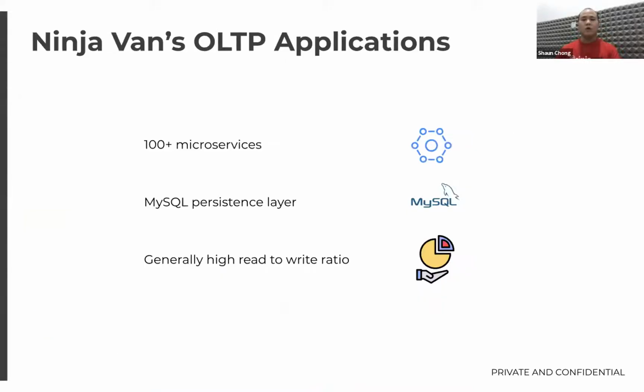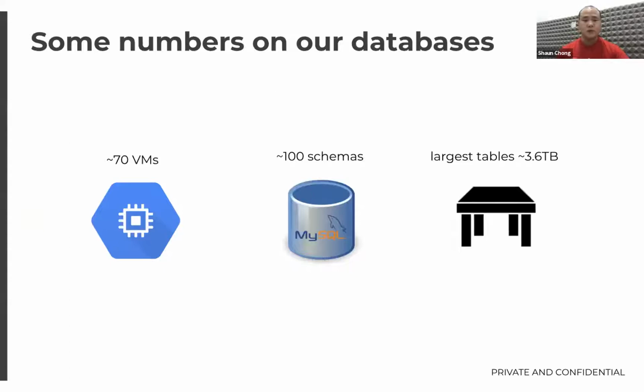Okay, so on to NinjaVan's apps. I said we have about 100 microservices in our system. We mainly rely on MySQL for OLTP storage, and generally our applications exhibit very high read-to-write ratios. That's usually the case for most applications.